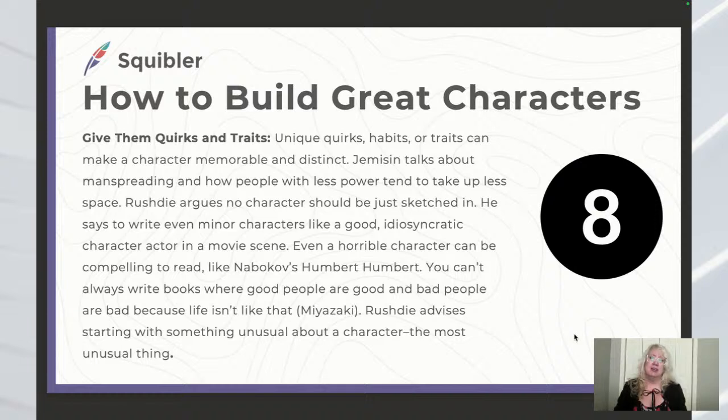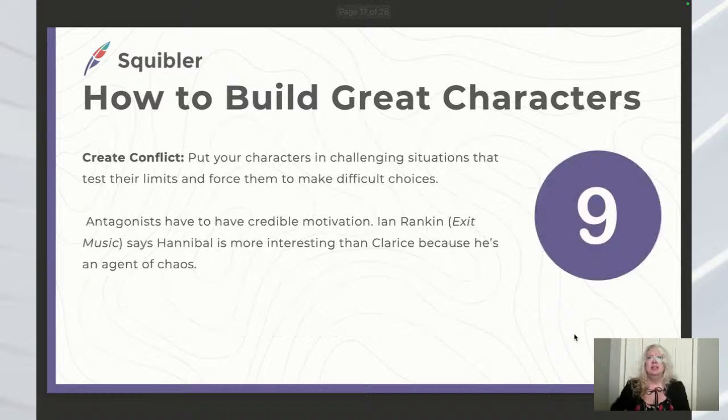Rushdie advises starting with something unusual about a character, the most unusual thing. So that might be another thing to consider as well. That has certainly worked well for a lot of novels and TV series. The series Monk comes to mind. You do want to create conflict for your characters. You want to put them in challenging situations that test their limits and force them to make difficult choices.